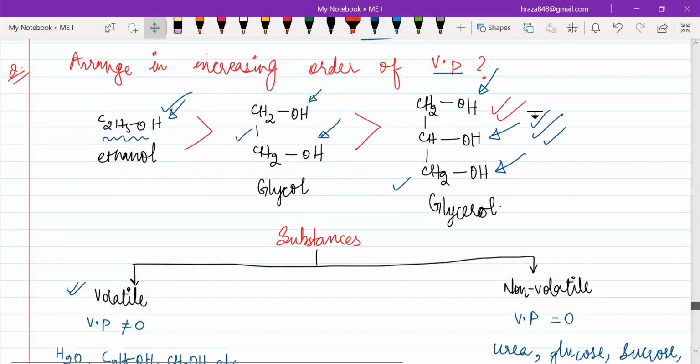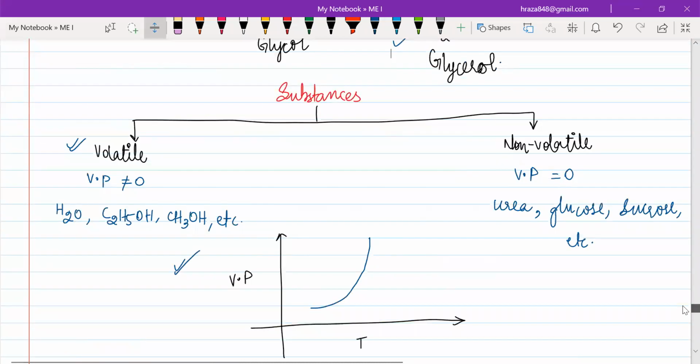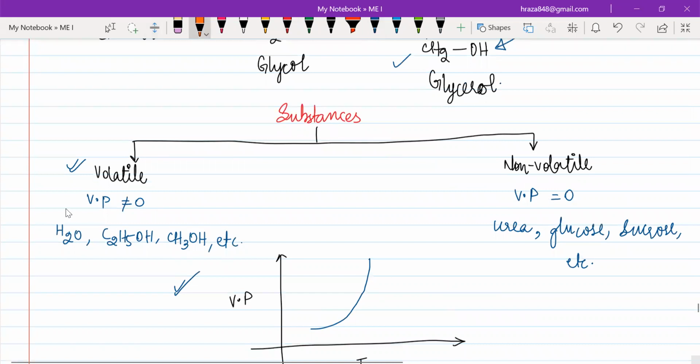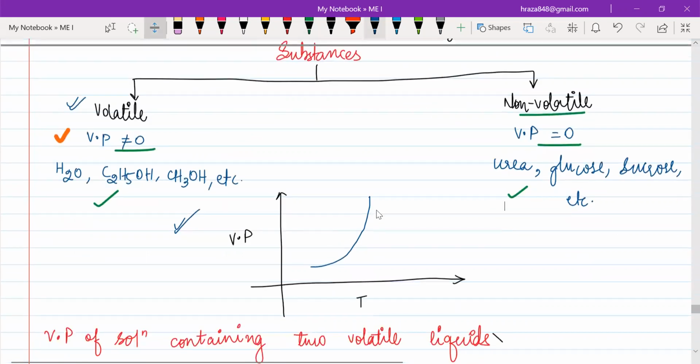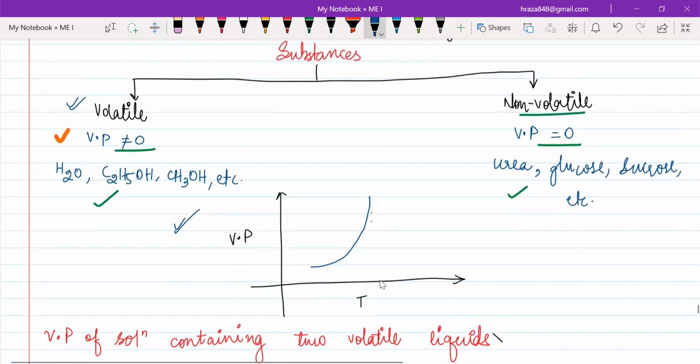Substances are of two types, volatile and non-volatile. A volatile substance creates vapor pressure, that means vapor pressure is not equal to zero, and a non-volatile one does not exert any vapor pressure, vapor pressure equals zero. Examples are this and this. And the graph of vapor pressure and temperature is like this. A temperature will come when all the substance will be vaporized.